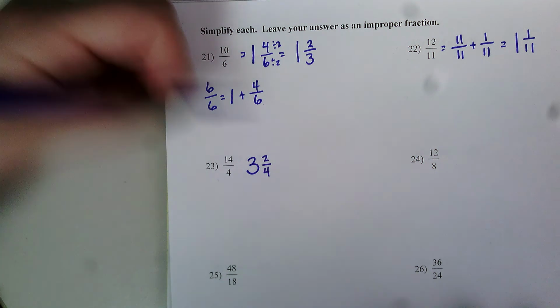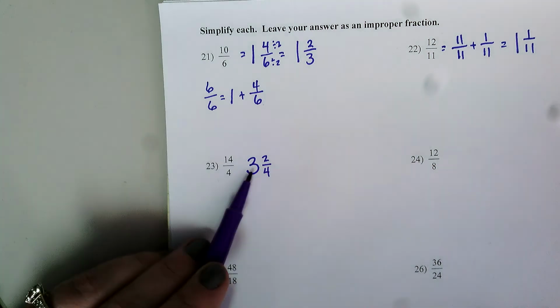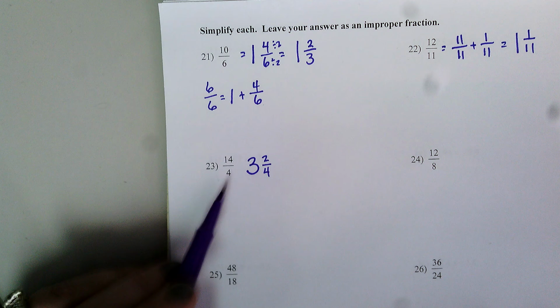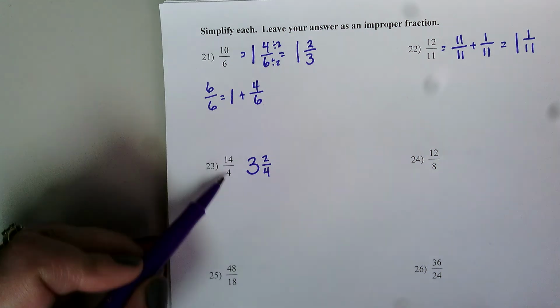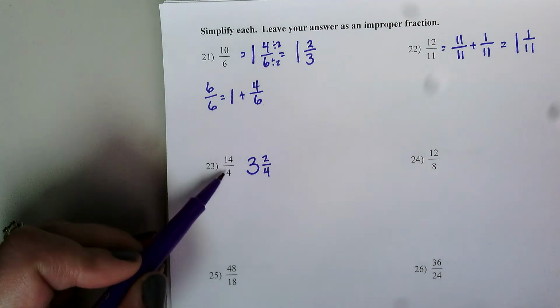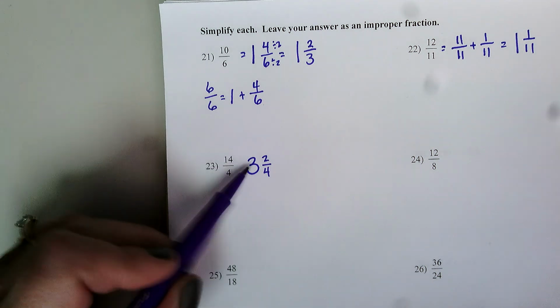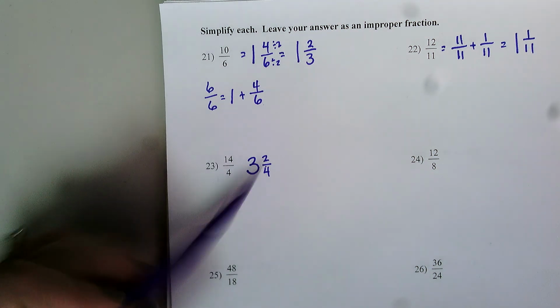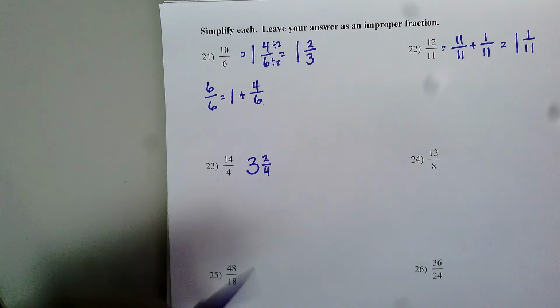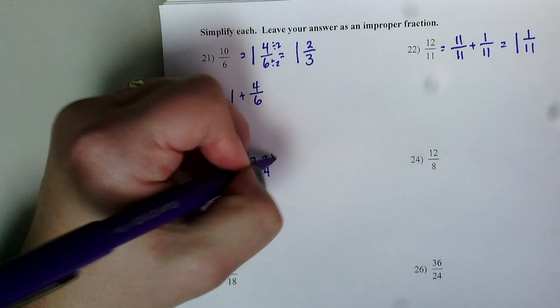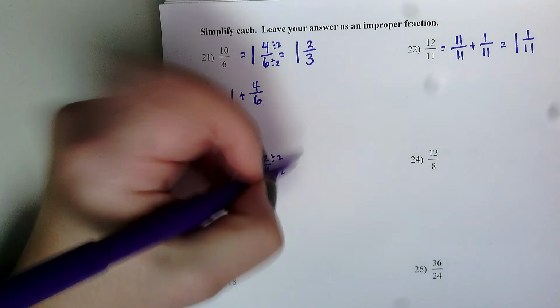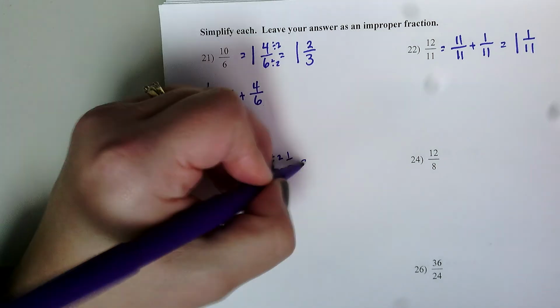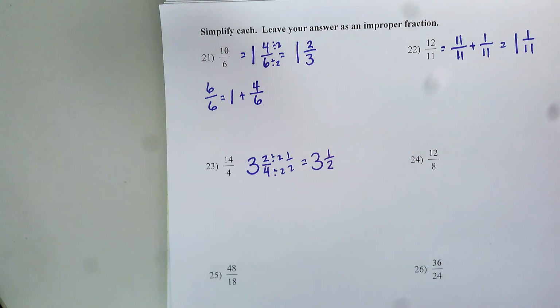Okay. So I can check that and say 4 times 3 is 12 plus 2 is 14, 14 over 4. But I know that if 3 times 4 is 12, then I'm taking 12 out of the top, and then just 14 minus 12 is 2, and then my denominator stays the same. Now, I can simplify this and divide the 2/4 by 2 to get 1 over 2. So that means my answer is actually 3 1/2.